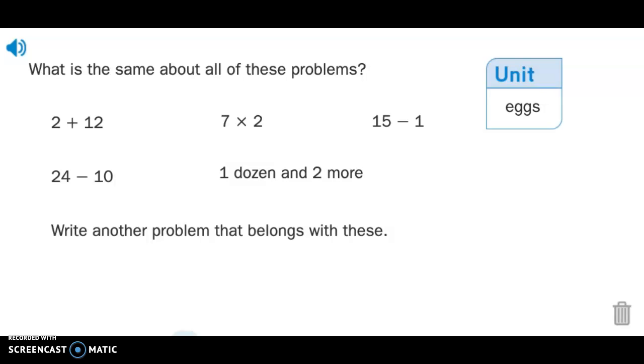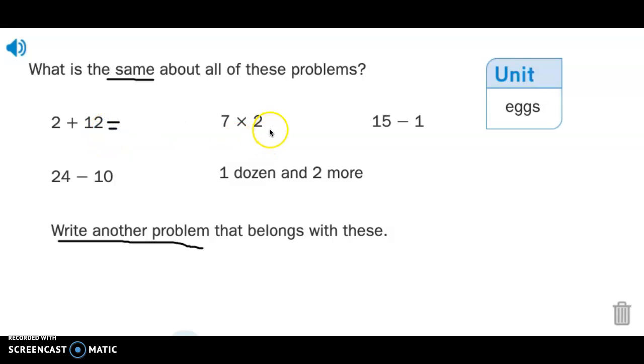All right, if you're back, you should have seen what was the same about all these problems, and then you should have written another problem. If not, I should still be on pause, and you should be working through these on a separate sheet of paper. Here's my hint to you.